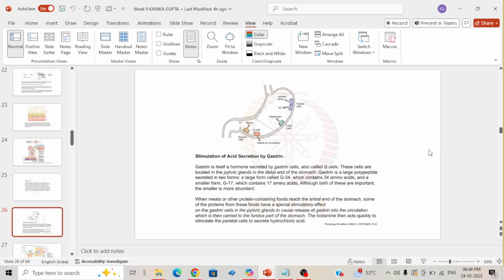Gastrin is a large polypeptide secreted in two forms: a large form called G34, which contains 34 amino acids, and a smaller form called G17, which contains 17 amino acids.